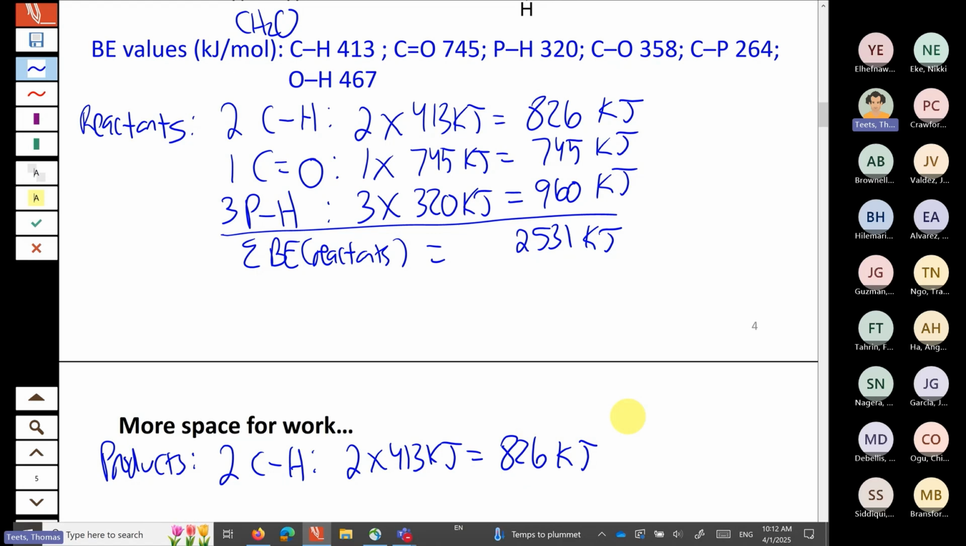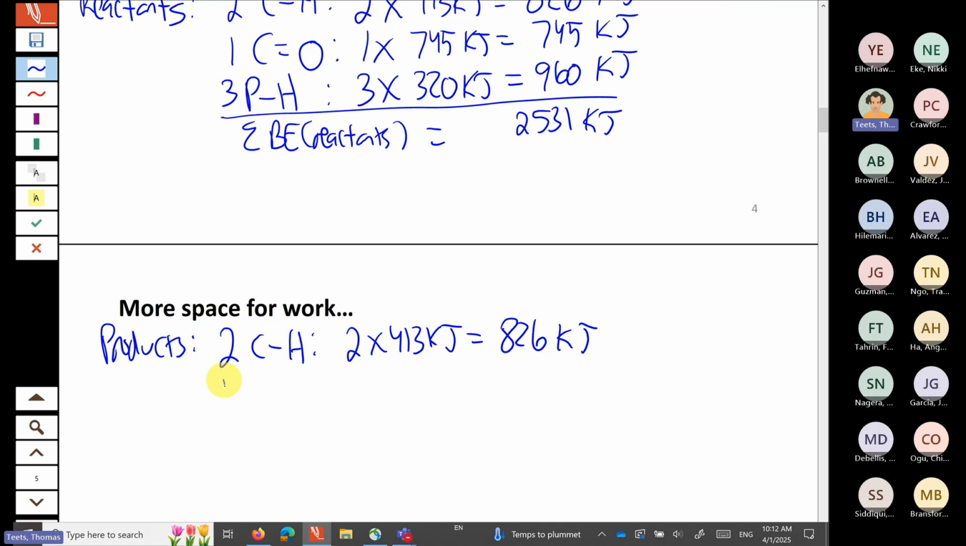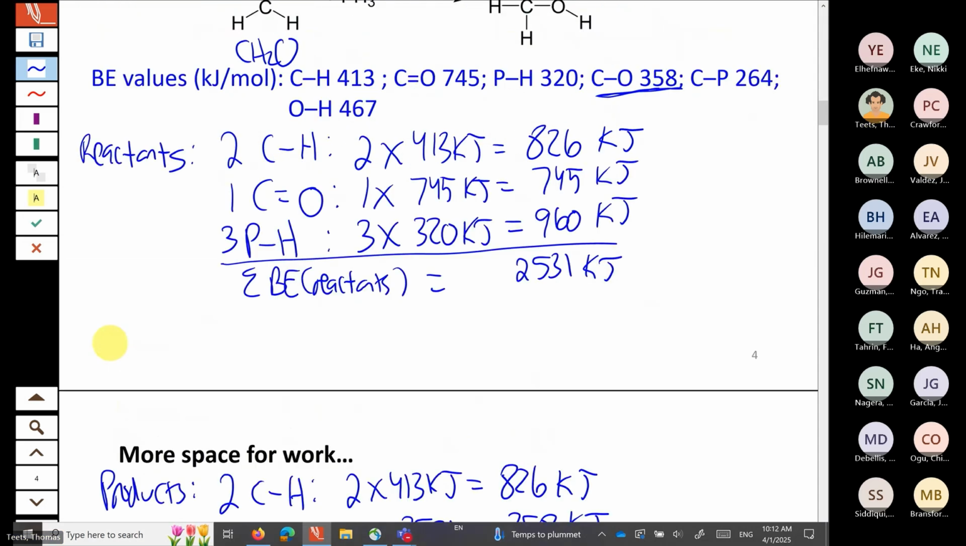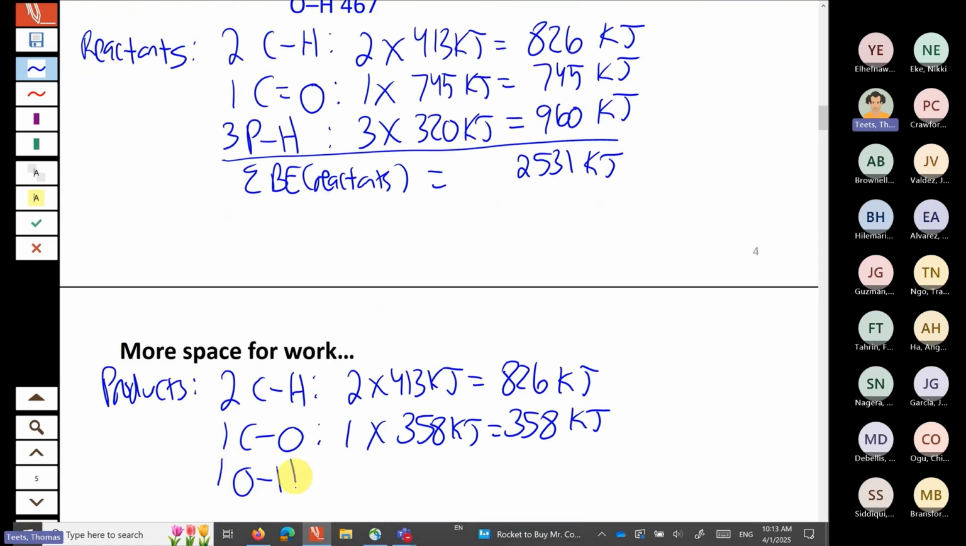But pretty much everything else on the product side is different. Doesn't matter what order you do these in, but the bond between carbon and oxygen is now a single bond. So that's the value we have to use on the product side. The correct bond order is single for that one as it's drawn out. So we have 1 CO single bond with a bond energy given to us of 358 kilojoules. And that oxygen is bonded to a hydrogen, so there's 1 OH bond now. The tabulated value for the OH bond is 467.